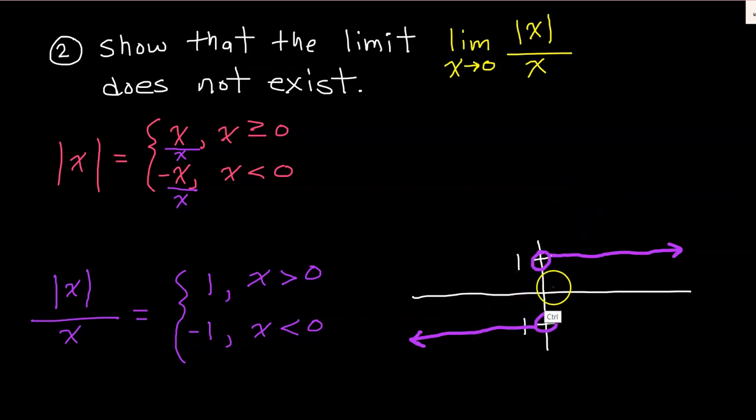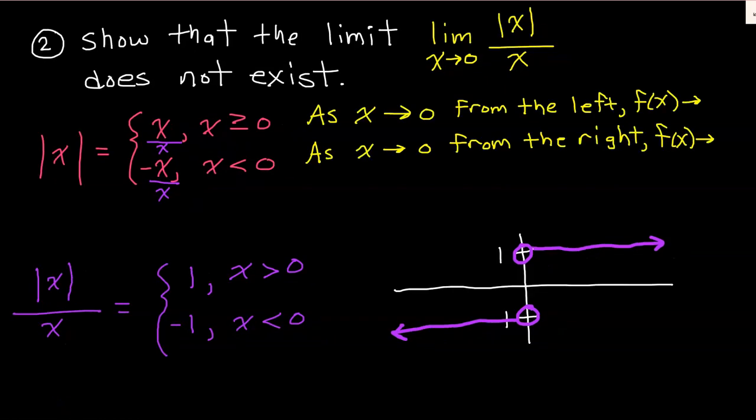Now, when we talk about limits, we want to talk about what is the value of the function as we approach a particular x value from the left and from the right. In this case, we want to know about the limit as x approaches 0. So we have to look from the left and from the right. So what happens as x approaches 0 from the left? Well, as x approaches 0 from the left, the value of the function is negative 1 the entire time. So we can definitely say f of x approaches negative 1.